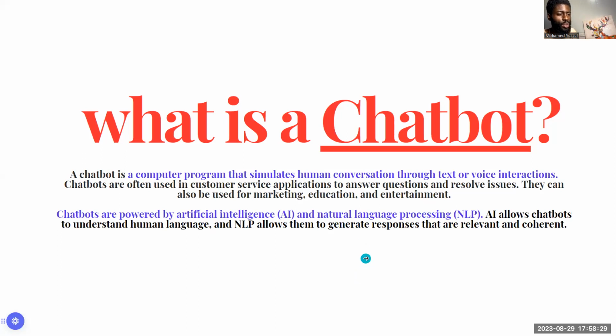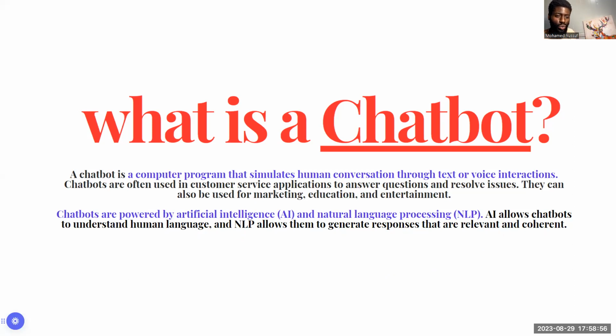Okay. The difference between old chatbots and new chatbots is that the new chatbots use AI. Chatbots are powered by artificial intelligence and natural language processing, AI and NLP. AI allows chatbots to understand human language, and NLP allows them to generate responses that are relevant and coherent. Meaning back then, the chatbot that you would be using would not be as smart as the chatbots are today. Now chatbots can understand you better than you know yourself.